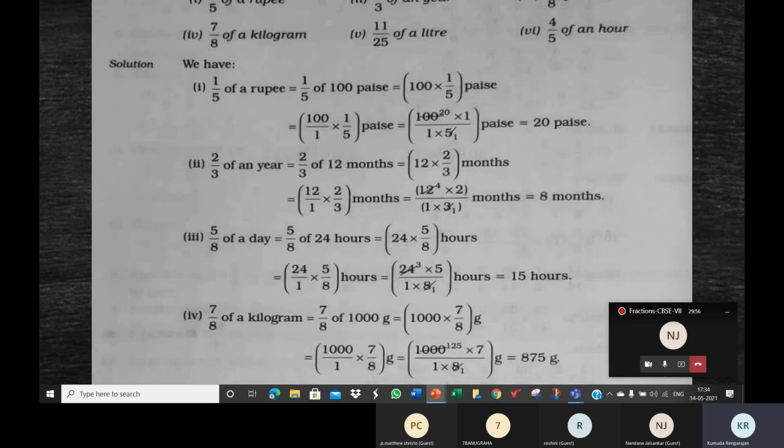For test 3, I've enabled the answers, children. You can see the answers in the portal. Test 3, which you just finished, I've shown the solutions in the portal with the steps, with the complete working. Please go through them and see where you've gone wrong.